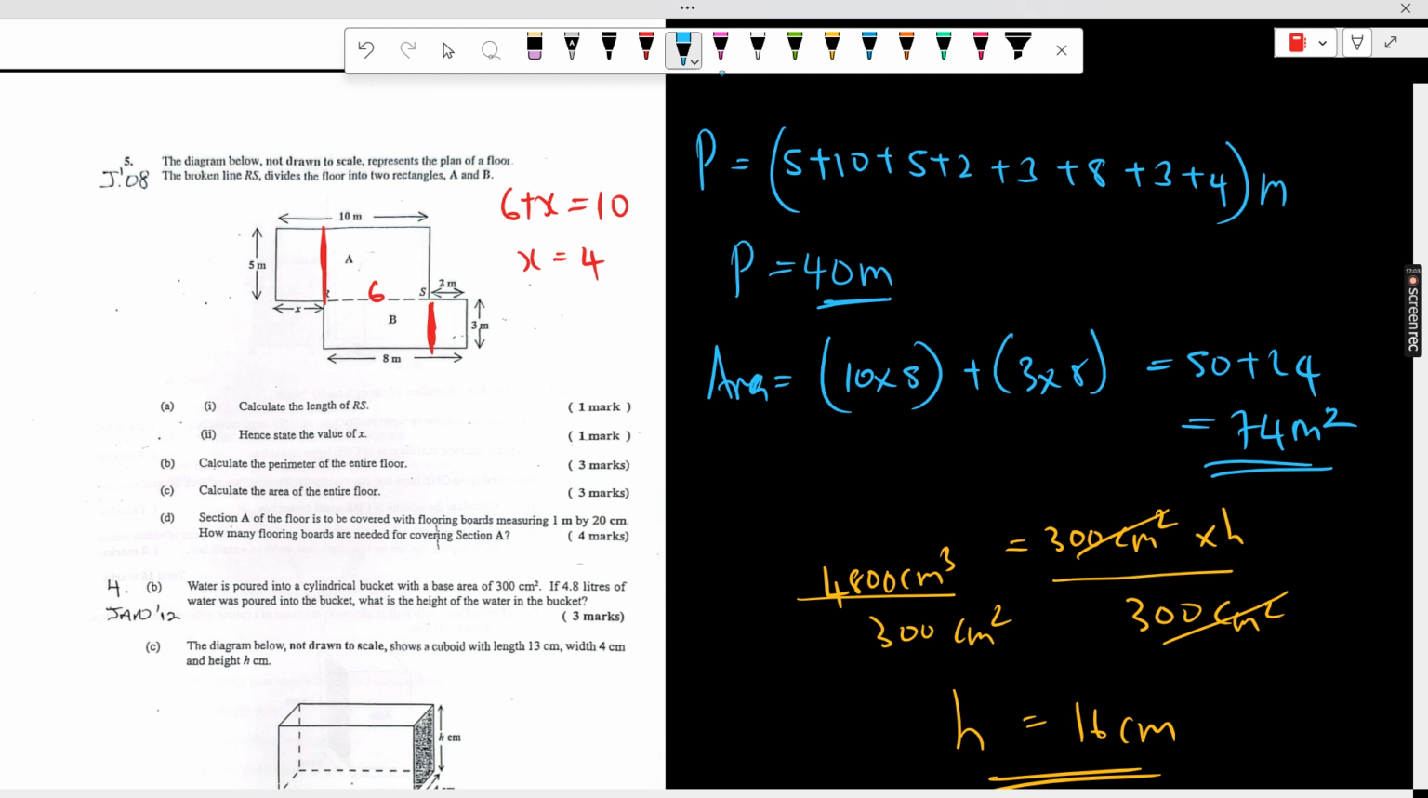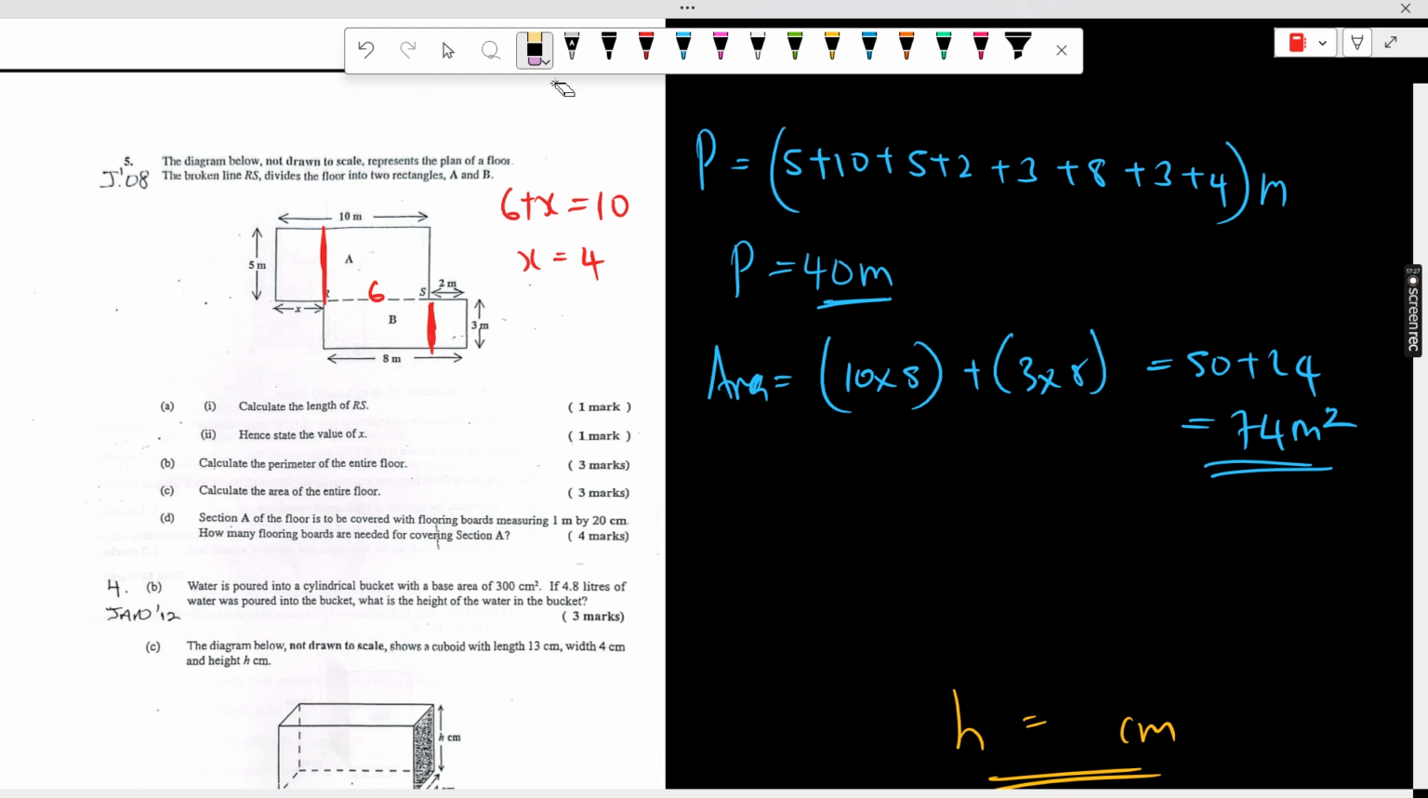Good. And then part G: section A of the floor is to be covered with flooring boards measuring 1 meter by 20 centimeters. How many flooring boards are needed for covering section A? So what we need to do is find the area of one covering board and the area of section A, and divide. Hopefully it goes into it an exact number of times, but we must make sure we have the proper dimensions. Section A's dimensions are given in meters, so this is the area of section A, which is 50 square meters.